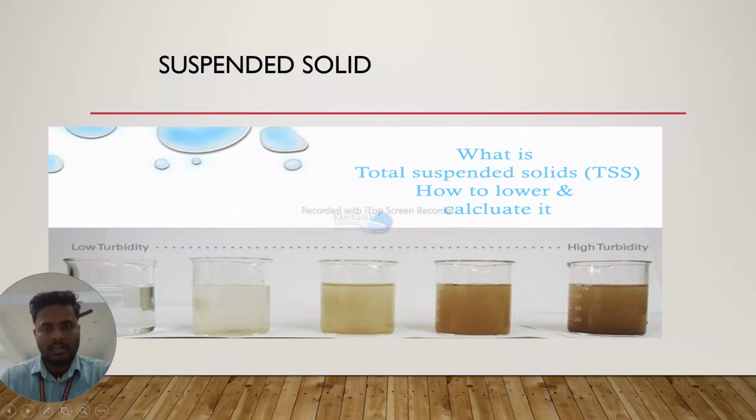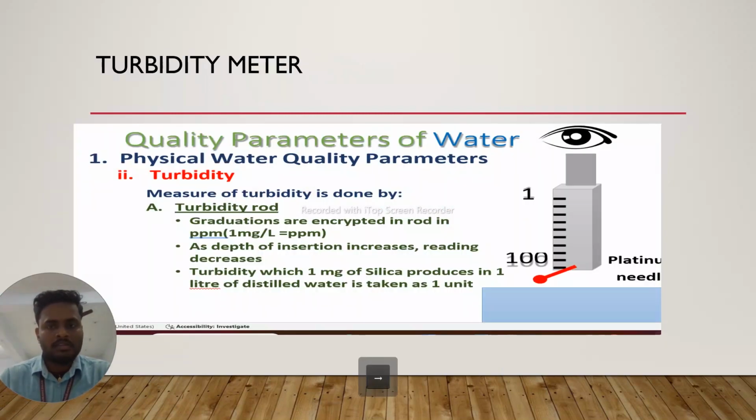As you can see, that is total suspended solid. So this is the turbidity meter. What is a turbidity meter? With a turbidity meter, we can find out how much is dissolved in water. Turbidity is one of the physical water quality parameters, and we measure how much turbidity is present in that water.